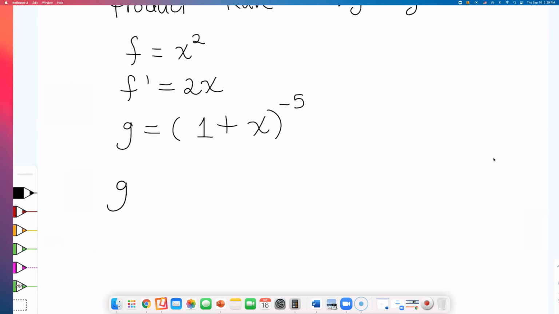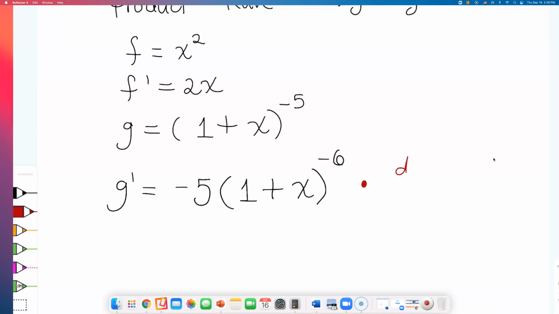G prime, bring down that negative 5 to the front. Keep everything the same inside the parenthesis, but the new exponent is now negative 6. But technically, you need to multiply this by the derivative of the inside part, which is 1 plus x. I guess we're lucky because this derivative of 1 plus x is simply just 1.